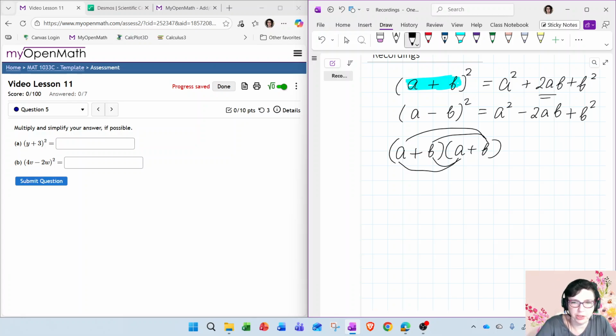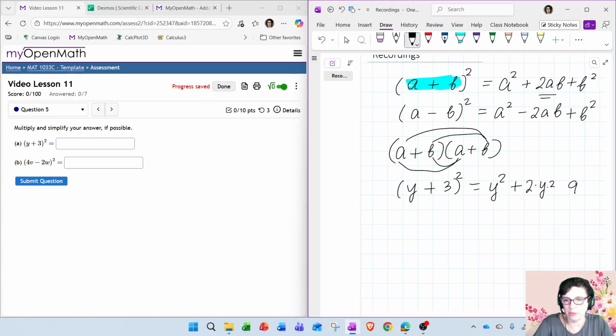Okay, let's look at the first example. First, we are going to show the binomial squares pattern, and then we can use the FOIL and verify, make sure we got the same thing. Okay, first, using the formula, we're going to square the first term, which is y squared. Then we're going to square the last term, which is 3 squared or 9. And then we're going to add twice, 2 times the first term times the second term. Well, what is 2 times y times 3? We can combine 2 times 3 in 6, and we get y squared plus 6y plus 9.